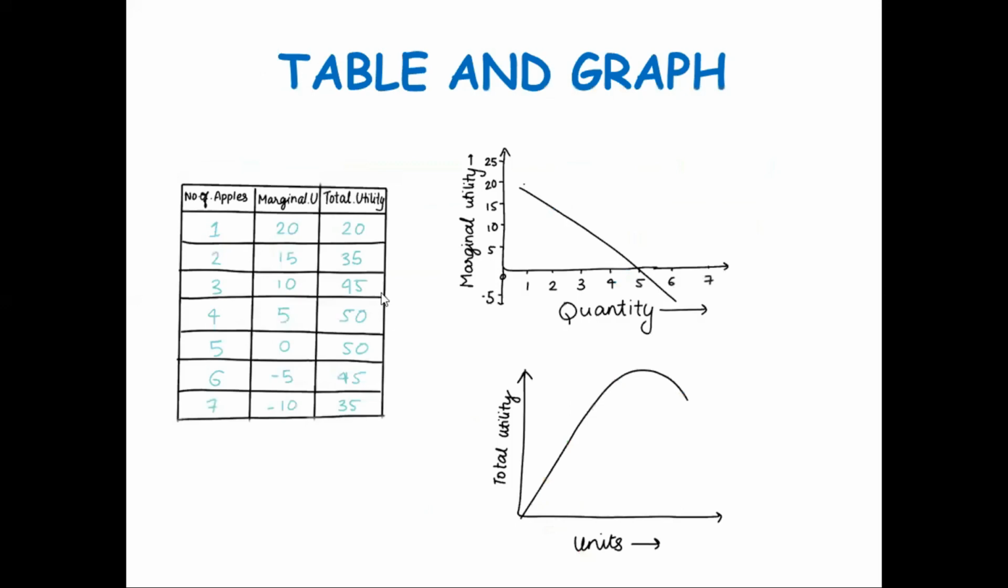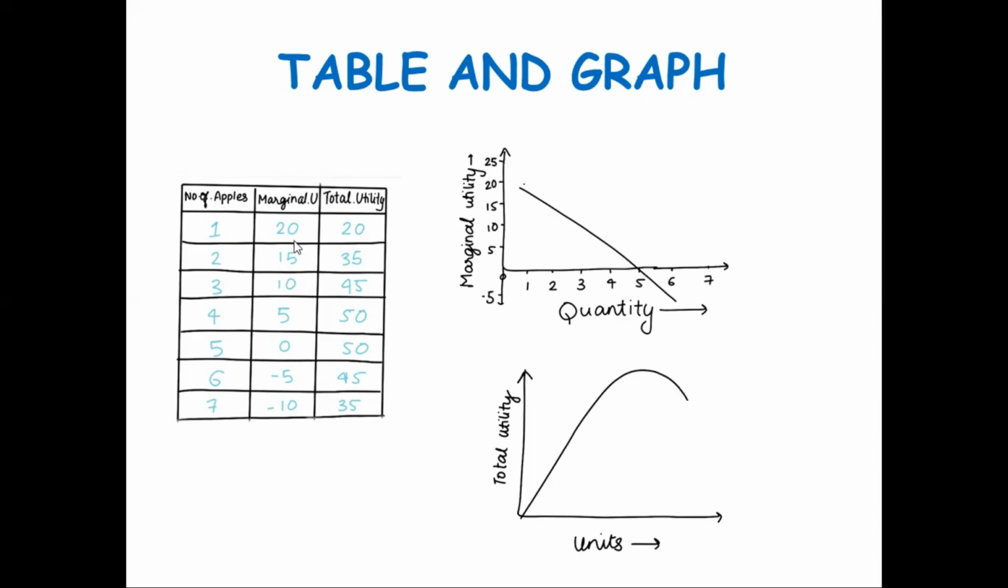Now, next, I have a table which depicts the same, and I have a graph and one more graph. Let us understand this. So, first, the table has three columns: number of apples, marginal utility, and the total utility. I said I have taken 7 apples here. And let us see what will happen when I keep on consuming, keeping all the assumptions in mind which I just mentioned. Let's start. Okay, I consumed the first apple.